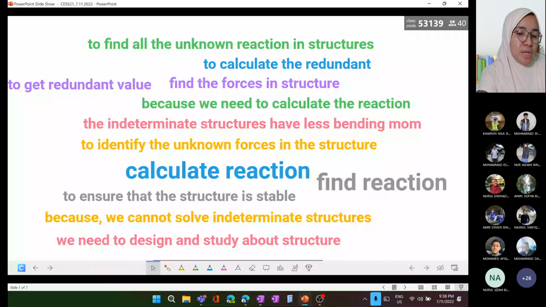Besides that, please take note of what I have explained previously about the strength, the stability, and the displacement, and why we have to analyze indeterminate structure. Okay, next question.